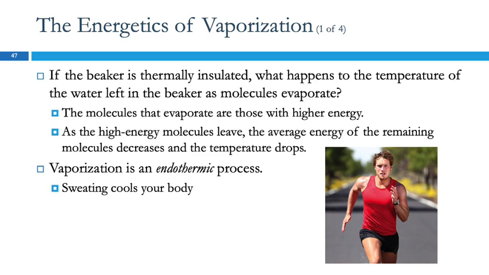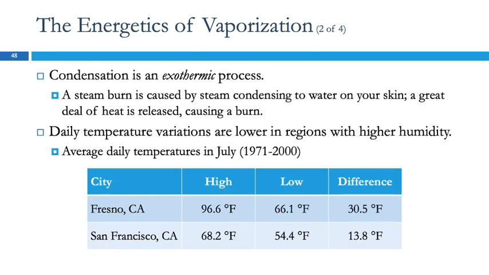Vaporization is an endothermic process. It involves taking in energy. This is why we sweat when we get warm, because the sweat, the liquid on our skin, then can evaporate, and as it evaporates, it cools us because it's taking away those high energy molecules. The opposite of vaporization is condensation. Condensation is an exothermic process, which is not necessarily obvious. We should be able to just think about it and realize that evaporation is endothermic.